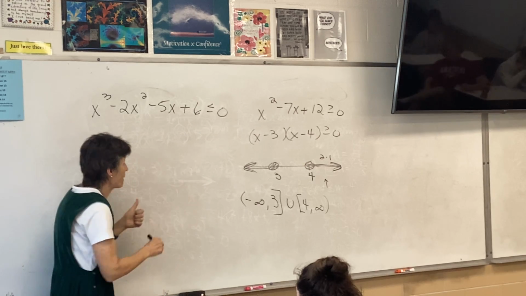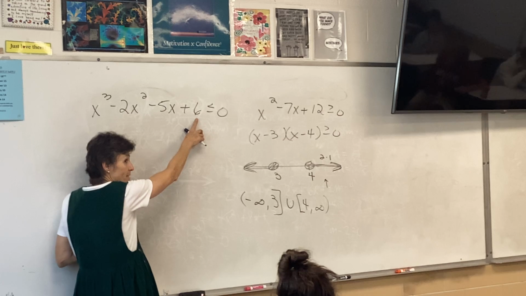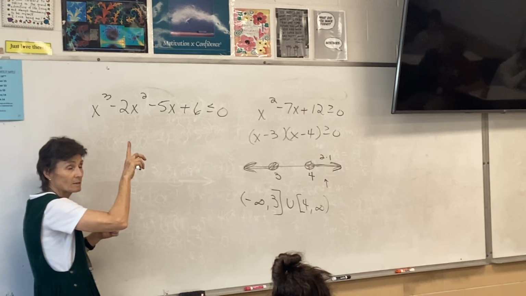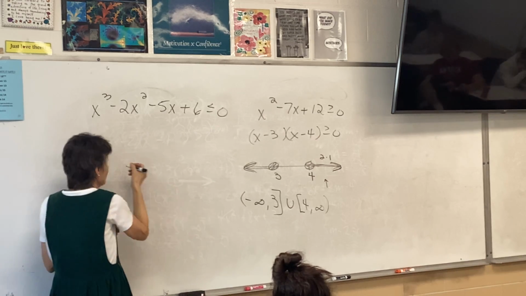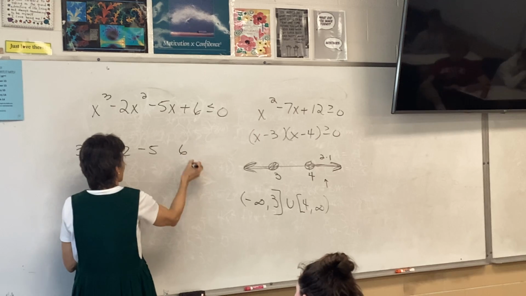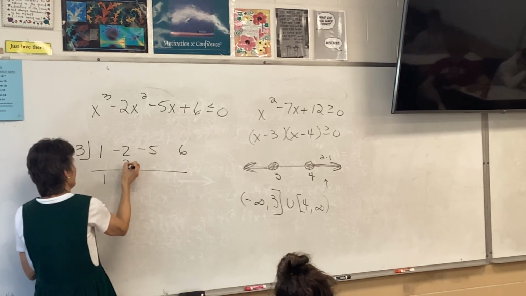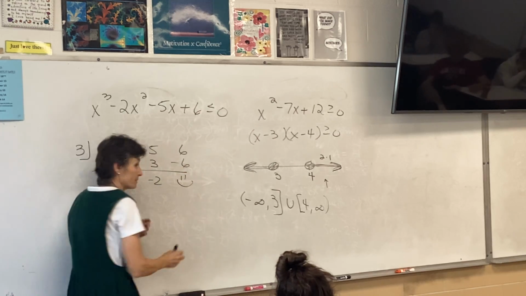So, my PRRs are 1, 2, 3, and 6, plus or minus, over 1. So what do you wanna try? 3? Wait, I can only try one thing at a time. And actually, I think that was a great pick. 3?